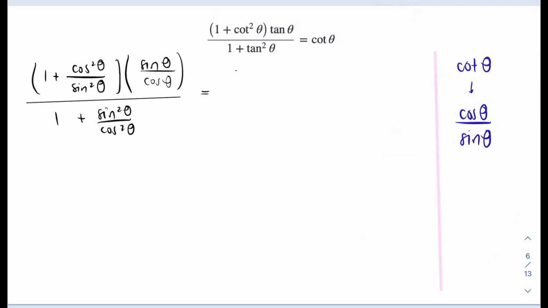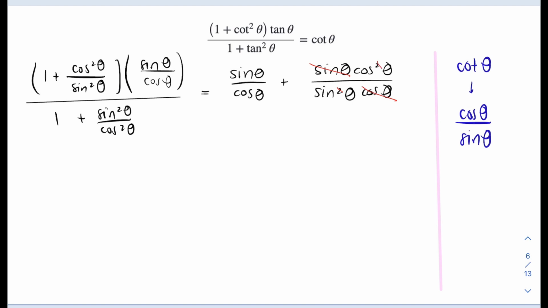So when I distribute in the top, I'll get sine of theta over cosine theta, plus sine theta cosine squared theta over sine squared theta cosine theta. So that's awesome because we can cancel some things. So that's just cosine over sine.